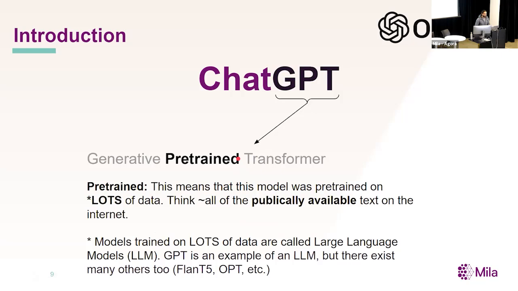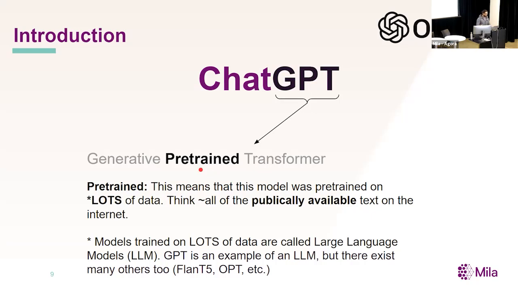The next word is pre-trained. Pre-trained means that this model was pre-trained before being deployed on lots of data. I can't really think of a better way to say this than just putting lots in bold, because we don't really understand the scale of what lots of data means. But for all intents and purposes, imagine all of the textual information that you can find freely available on the web is the scale of the data we're talking about. So pretty much all of the publicly available data online, and that's where the pre-trained comes from. We pre-trained on all of this data.